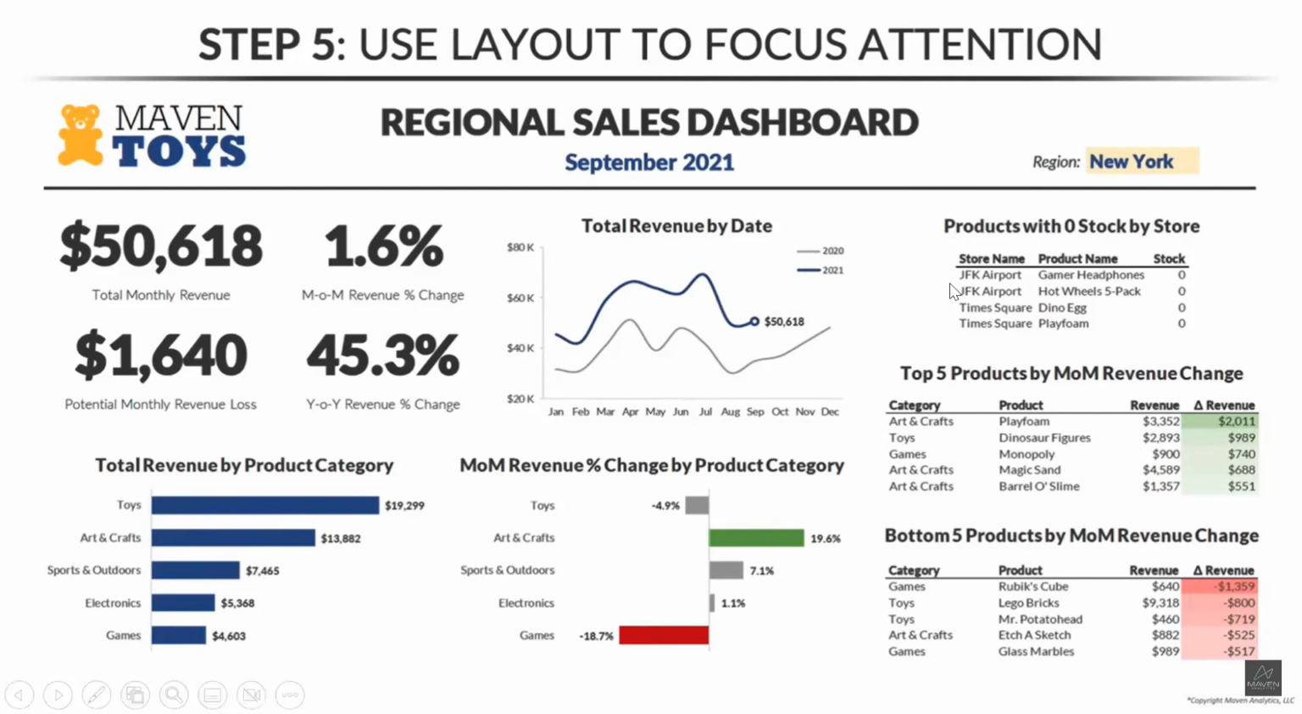For example, I can see which categories are giving revenue loss, like the games category, toys category and art and crafts category, and these are the products which are increasing my revenue. So I can even go and focus on these products so that my revenue increases further.